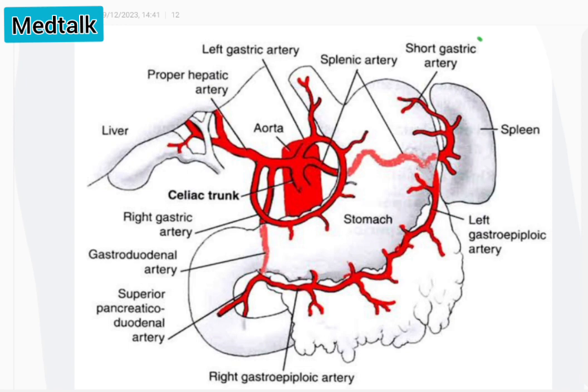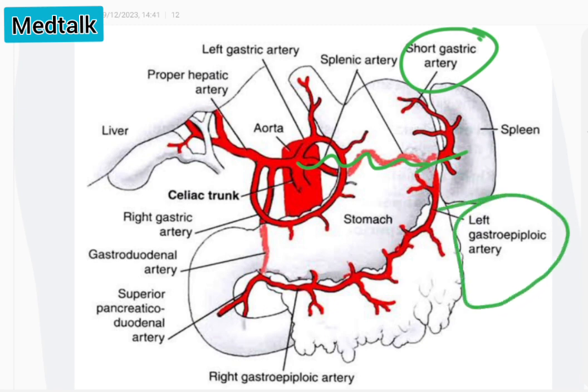Then the second branch is the splenic artery. The splenic artery has a tortuous course and goes behind the stomach, in the stomach bed, then gives two branches at the greater curvature of the stomach. That is the short gastric artery, which supplies the fundus of the stomach. The second branch is the left gastroepiploic artery, which supplies the greater curvature and anastomoses with the right gastroepiploic artery, which is a branch from the gastroduodenal artery. And then the splenic artery proper supplies the spleen, okay, which is its end artery.